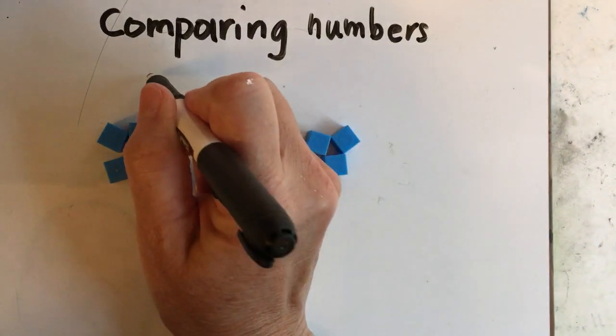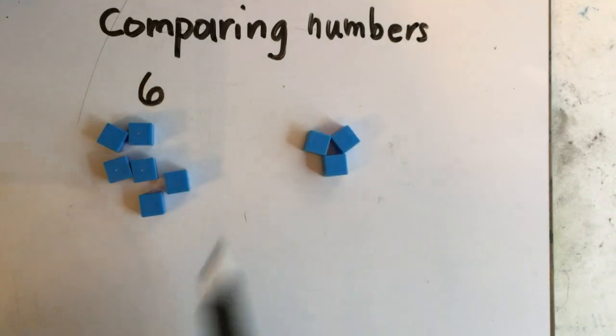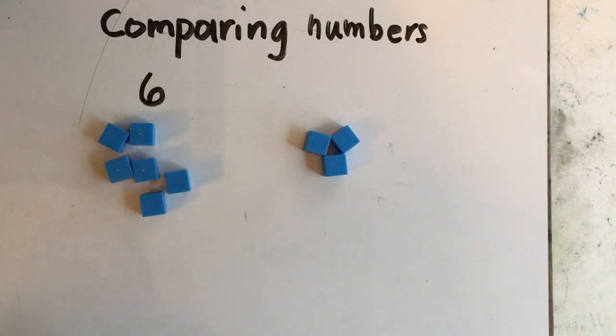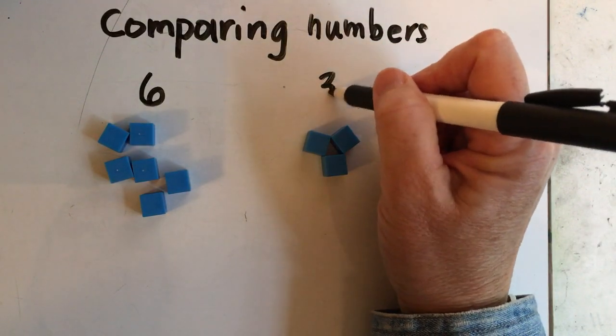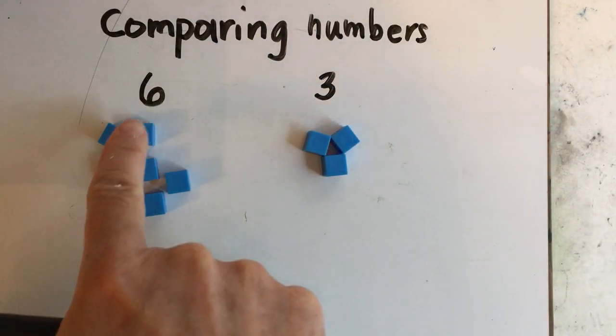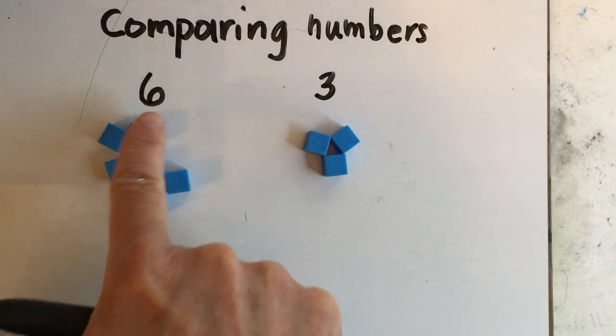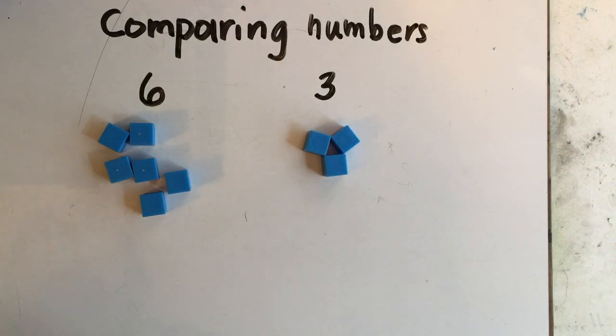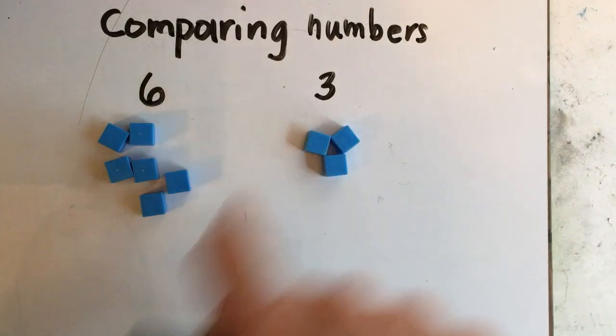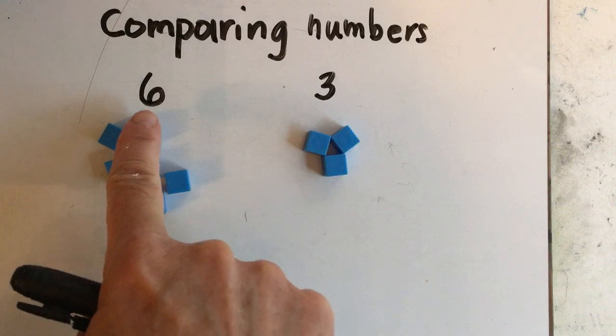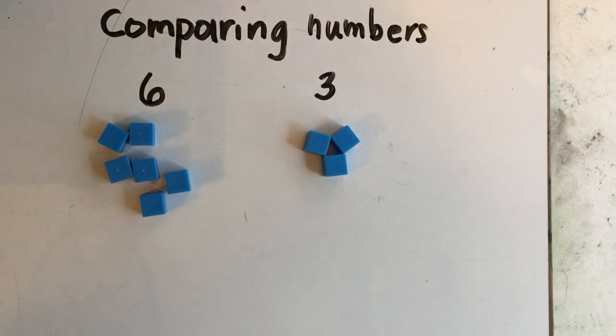Yeah, so I'm going to write 6. That's the total of this pile of counters. And how many is this? 3. Yes. So what you're telling me is that 6 is more, or in math we say greater than 3. So 6 is more or greater than 3.